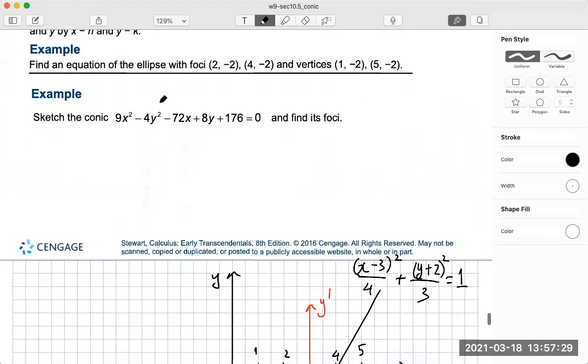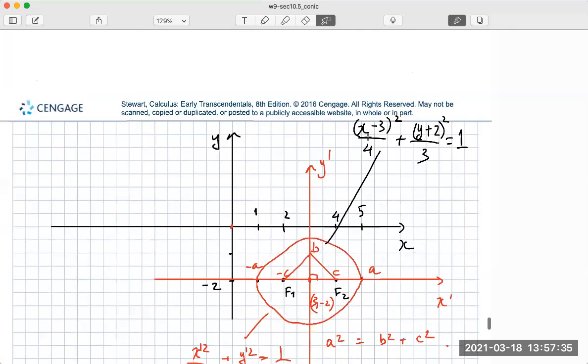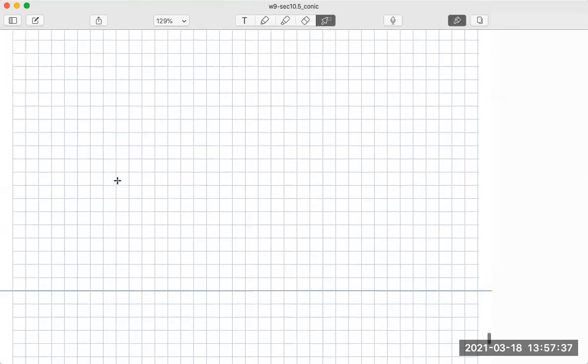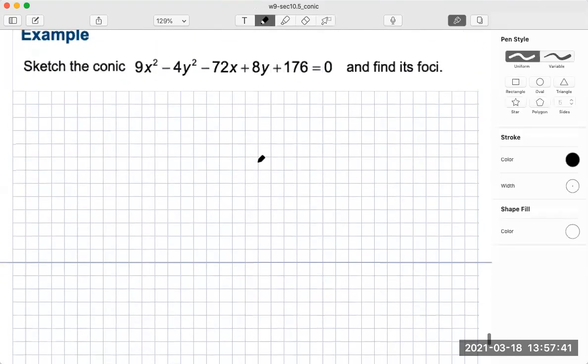And how about this one? Sketch this conic. This one is not in a standard form, right? Therefore, we should write it in the standard form. Look at this.